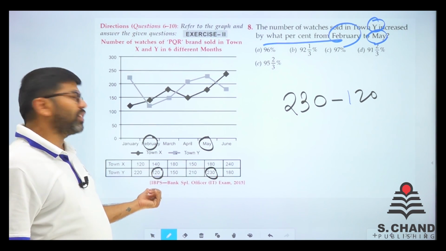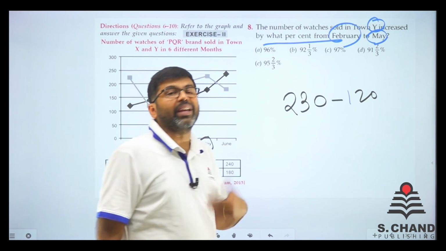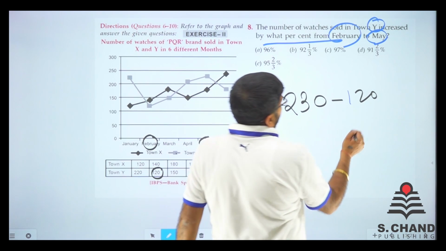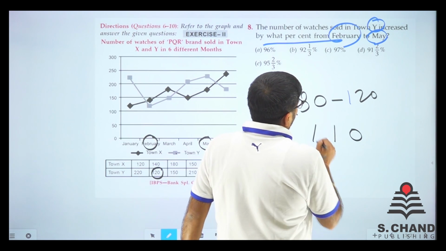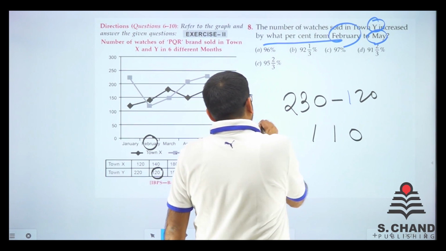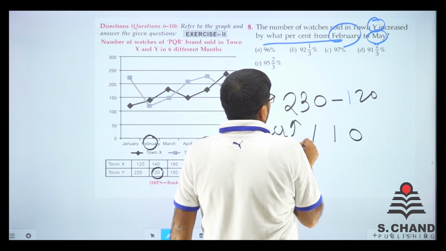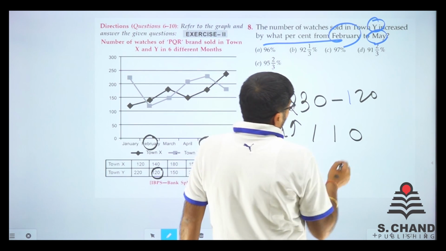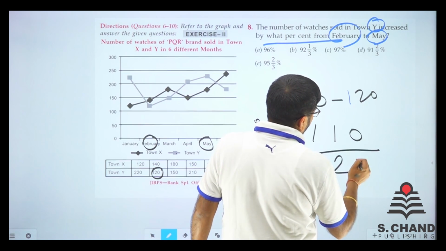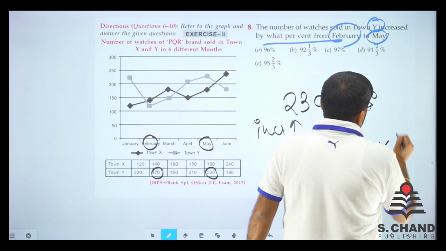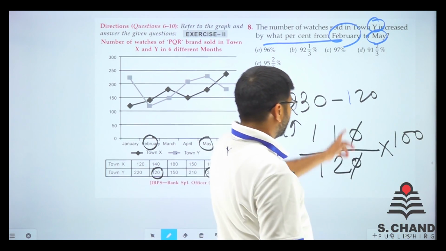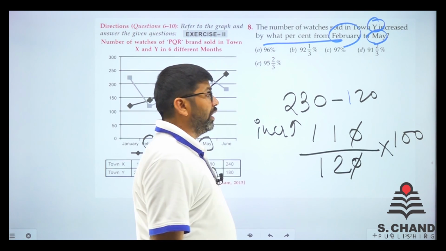So May minus February will give the difference, that is the increase. So it will be like 0, then 3 is 1, then 1. 110 is the increase. Now we want to know the increase percentage on this. So what we'll do is increase divided by this into 100, right? Only this 0 goes. So 11 by 12 of 10.